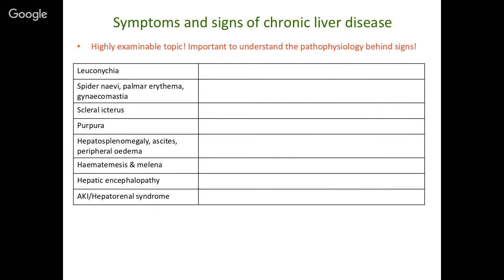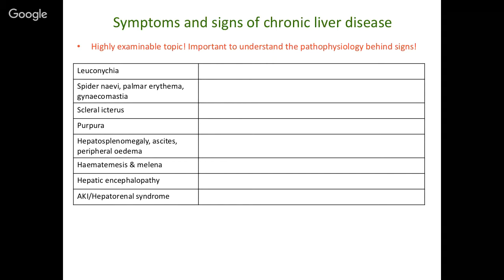I've grouped spider nevi, palmar erythema, and gynecomastia, or breast formation, together because they are all signs of hyperestrogenism. The liver, one of the roles it has is it can metabolize estrogen. So obviously if it's not working, it's going to fail to do that, and estrogen can accumulate. Scleral icterus, or jaundice. Why do you get jaundice?